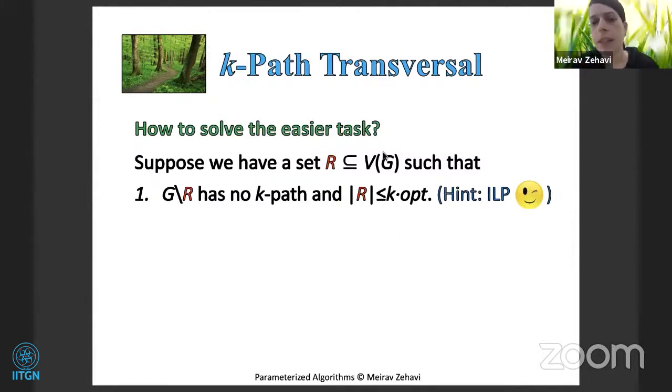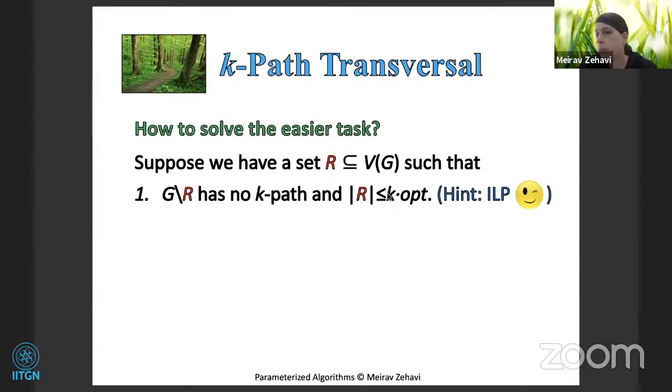So we are trying to find some solution of red vertices. It is a solution because what we want to find is a solution. We want to find some set R such that when we remove it from the graph, we no longer have any path on k vertices. And we want the size of R to be at most k times opt.